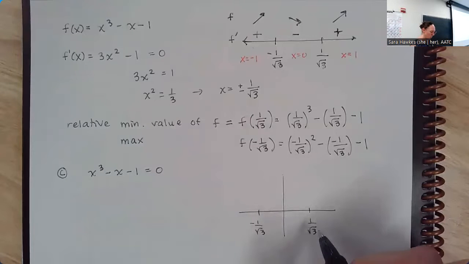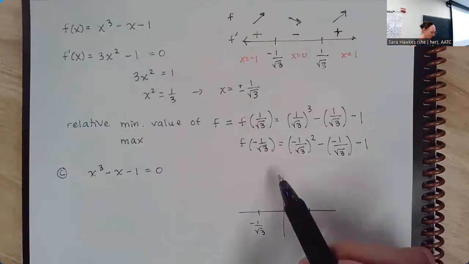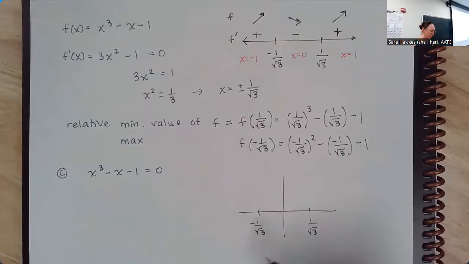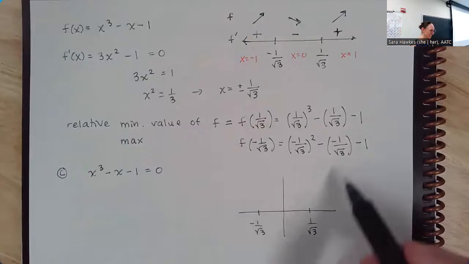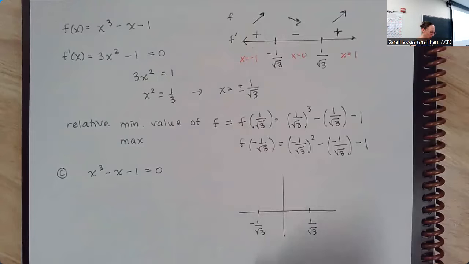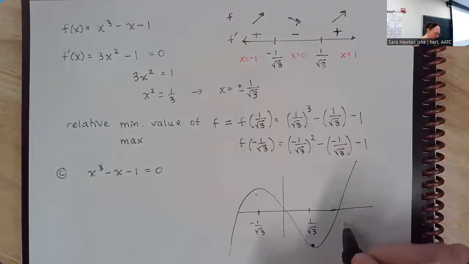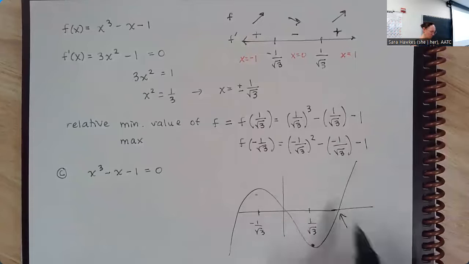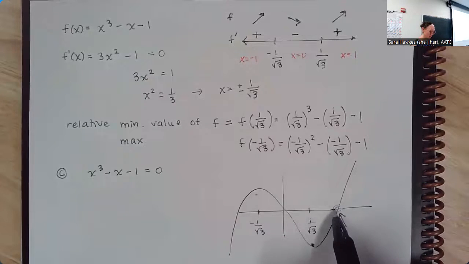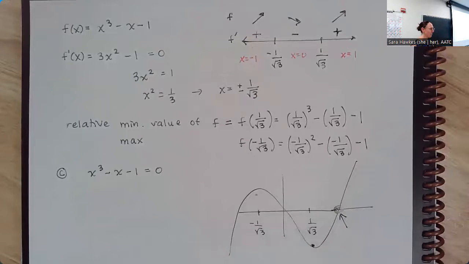And I know that we've got these relative maxes and mins happening. So 1 over root 3 is a relative minimum, and negative 1 over root 3 is a relative max. So whatever else this thing is doing, I know there's a solution somewhere out there.